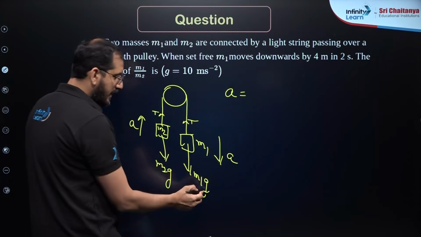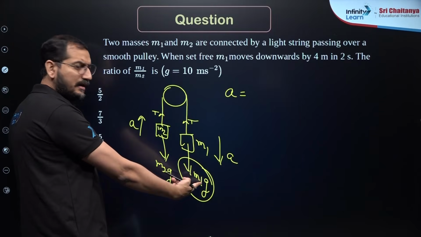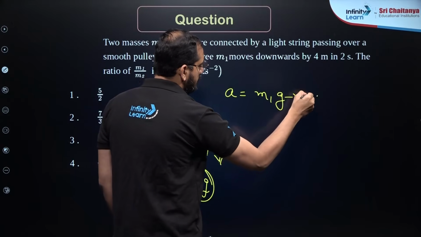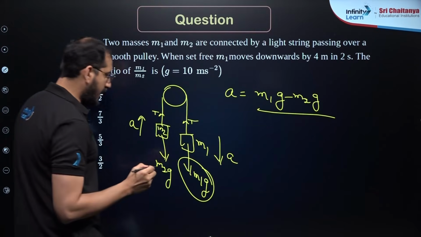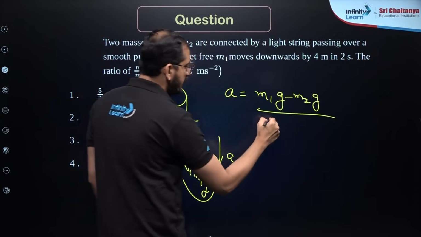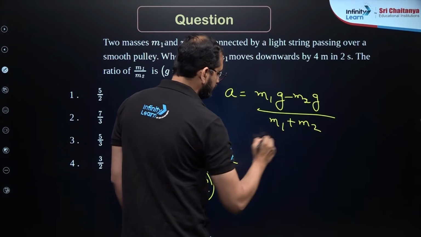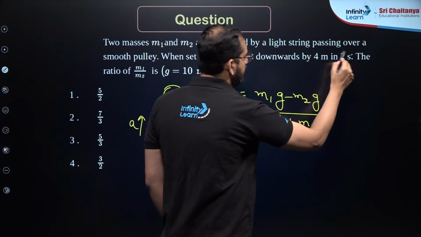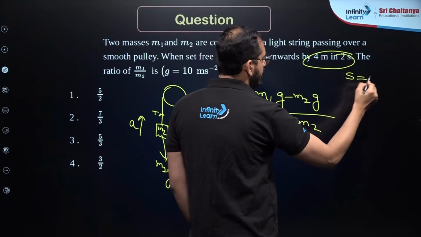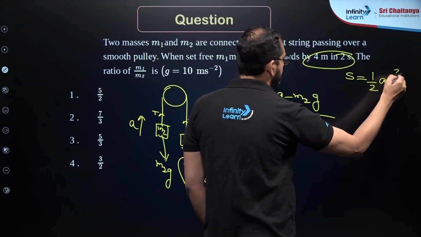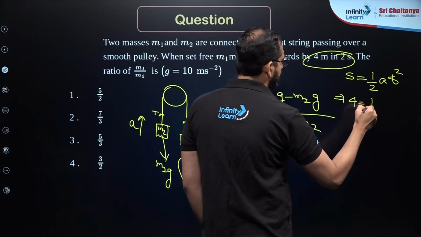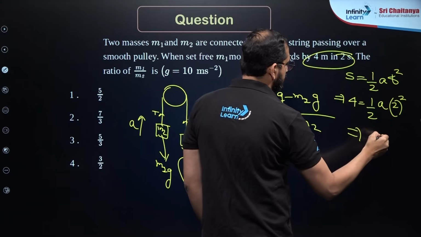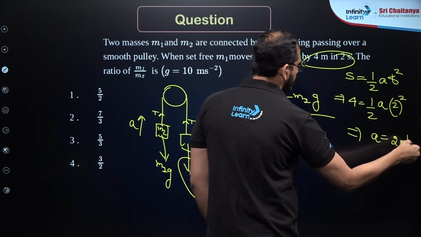So for acceleration A, the driving force is M1G. I can directly use bigger force minus smaller force divided by the total mass of the system, which is M1 plus M2. Now to calculate this acceleration, the question also says that the displacement is S, so we can find the value of acceleration. Displacement is 4, acceleration is A, time is 2 square. So we can calculate that the acceleration is 2 meter per second square.